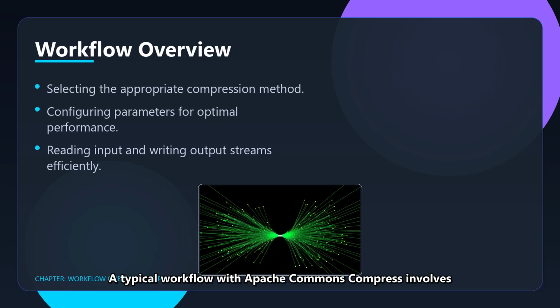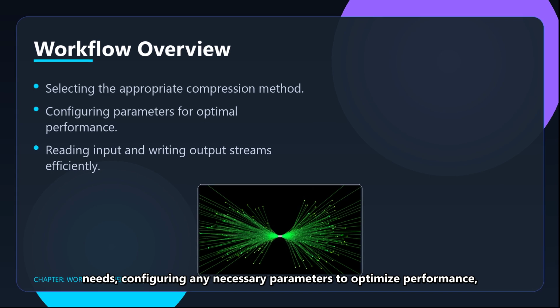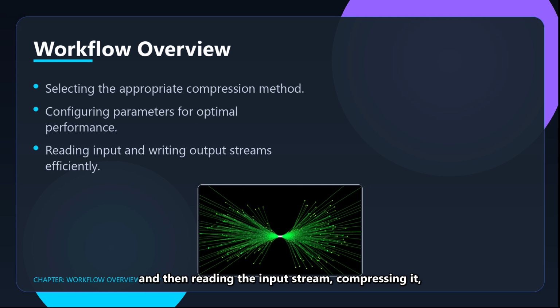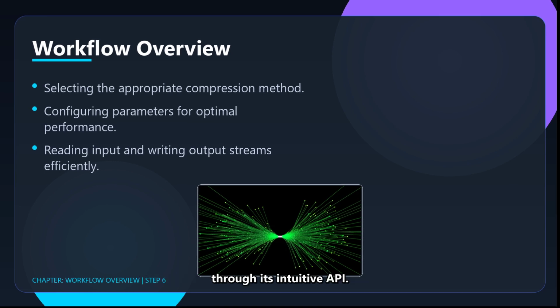A typical workflow with Apache Commons Compress involves selecting the right compression method based on your needs, configuring any necessary parameters to optimize performance, and then reading the input stream, compressing it, and writing the output. This process is streamlined through its intuitive API.